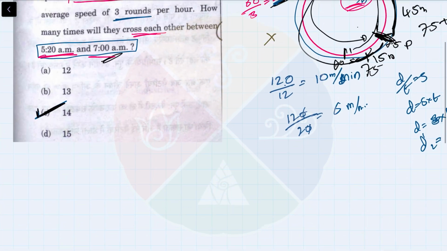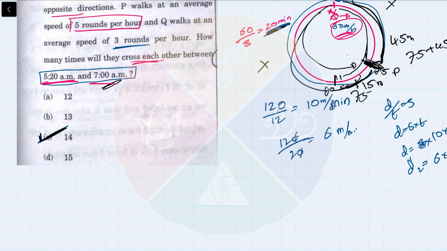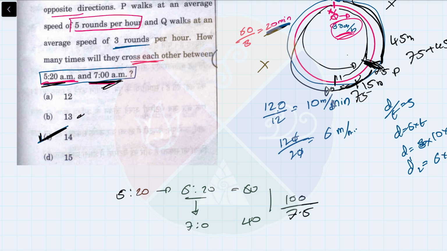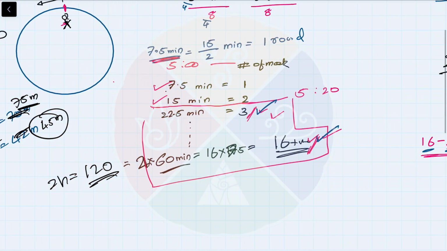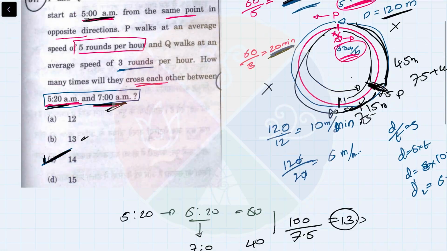Some people would have done it this way to get the answer 13: they would be finding the time difference from 5:20 to 6:20, that is 60 minutes, and then from 6:20 to 7 o'clock, that is 40 minutes. So total 100 minutes, and they would have divided 100 by 7.5. If you divide 100 by 7.5, you would get 13.3. So you will take that answer as 13. That's where the mistake happens. Whenever they are talking in half, you have to do this thing. So the answer for this problem is C. That's it.